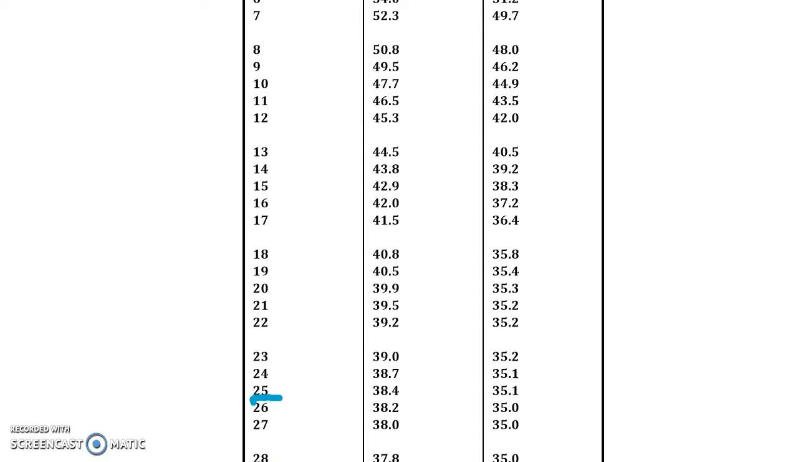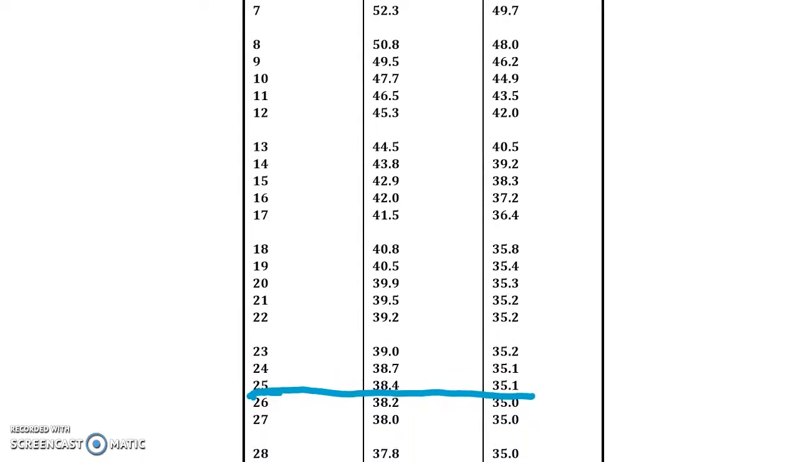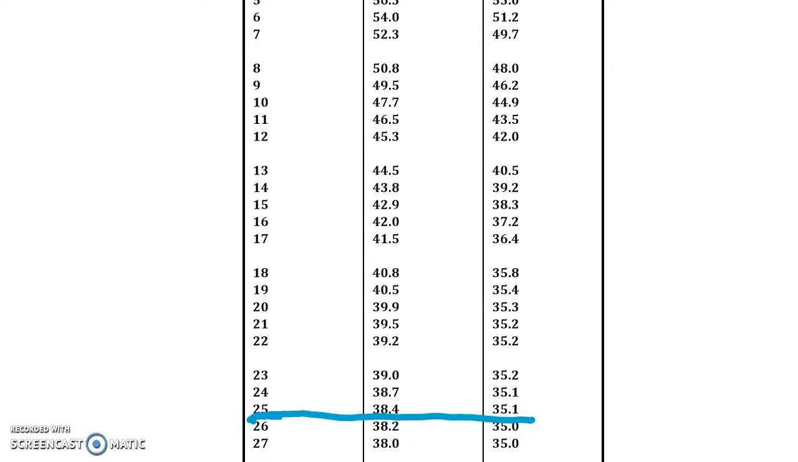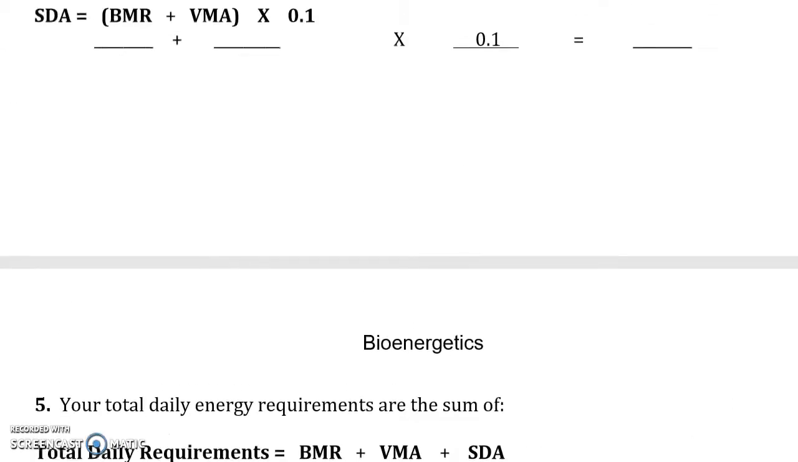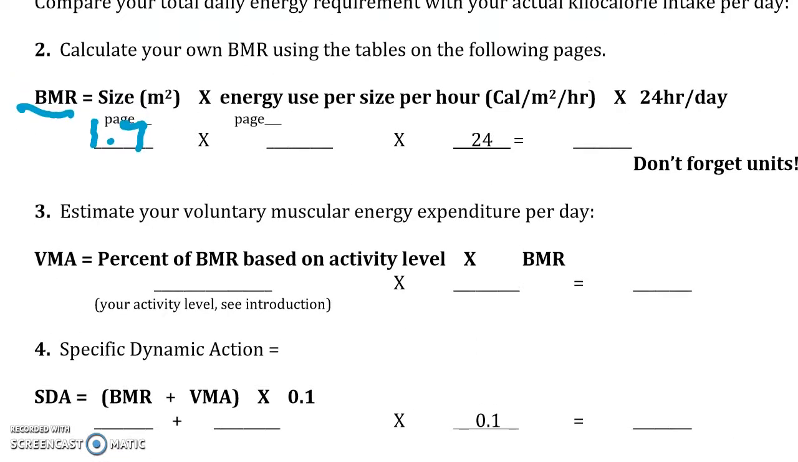So we're going to go from 25 all the way down here, and we're arriving at 35.1. Of course, if you're male, then you're 38.4. So just wherever you fall, pick that number, and that number goes back into the chart two pages ahead. So let's go back those pages. We said 35.1, so this 35.1 is going right here.